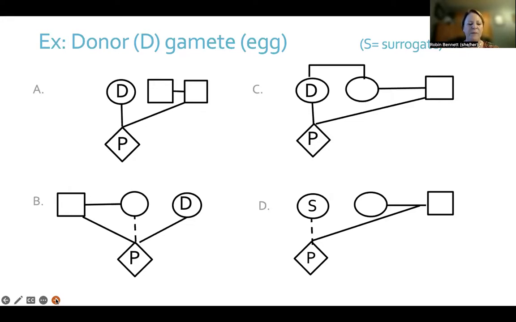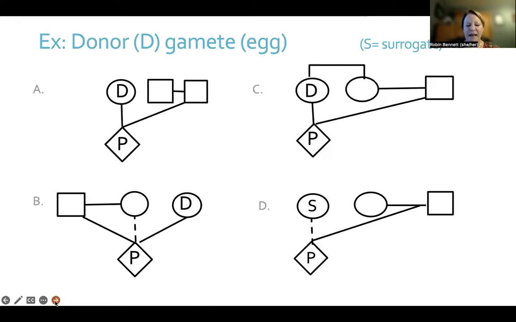In number B, you have a woman where it's not her egg, it's her partner's sperm, and they're using a donor egg. So the woman is not genetically related, but she's carrying the pregnancy. In number C, you have a couple where the woman's sister is carrying the pregnancy for them. It's her egg, and they're using the partner's sperm.